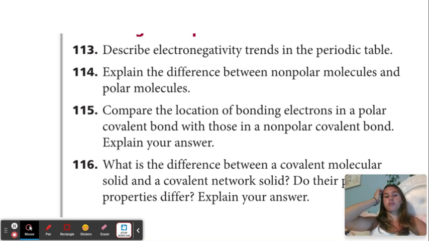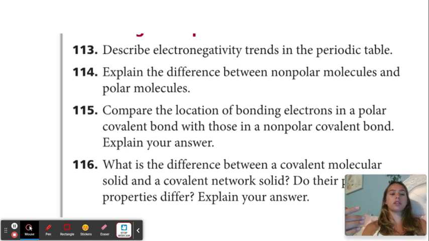So, I'm just going to go over briefly each of these answers and what they would be. The first being, describe electronegativity trends in the periodic table. As we already stated, electronegativity is the measure of how strongly an atom attracts electrons in a chemical bond. So, electronegativity is going to increase as you move from left to right across a period in the periodic table. This means that the elements on the right side of the table are going to have a higher electronegativity than those on the left.